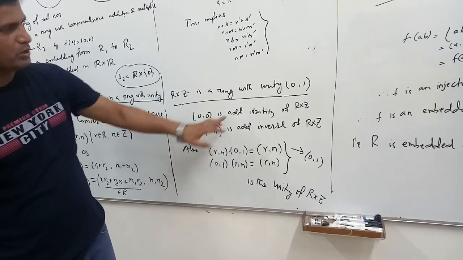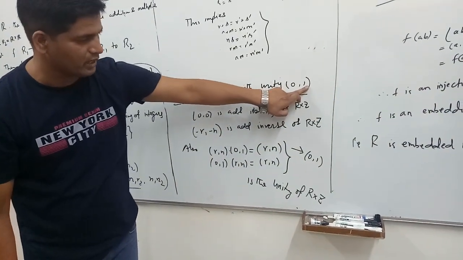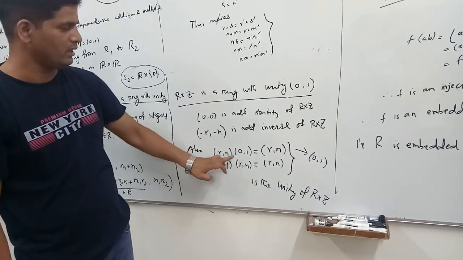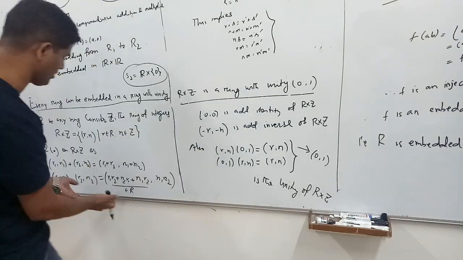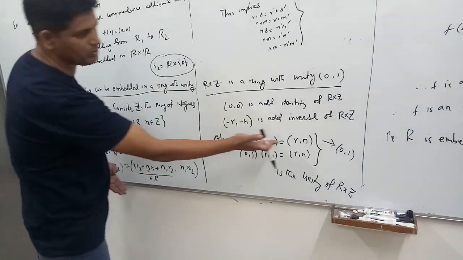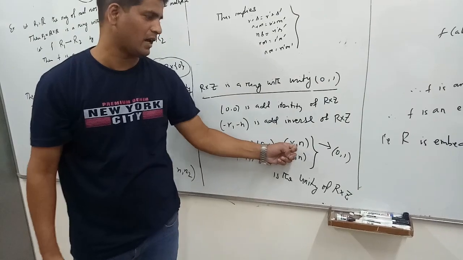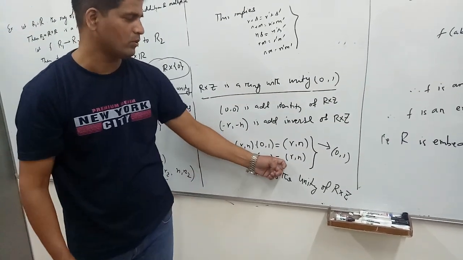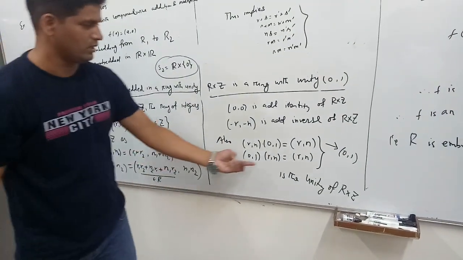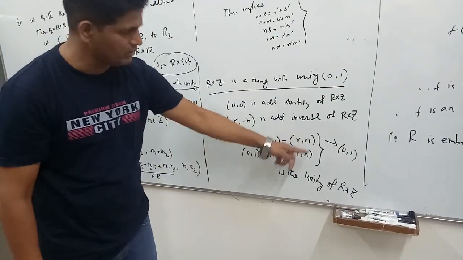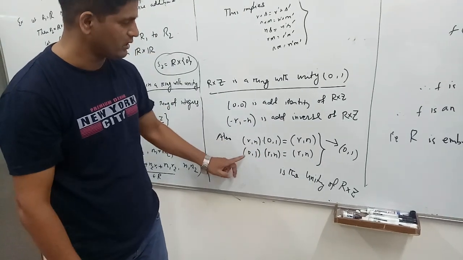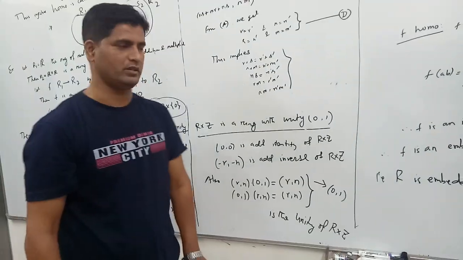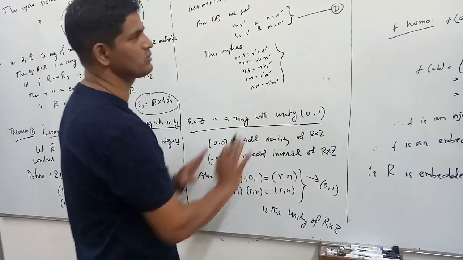Now we need to show that (0,1) is the unity of this ring R cross Z. For this we take any arbitrary element (R,n) and multiply by (0,1). By definition of the product, this outcome will again be (R,n). Now again, changing to (0,1) times (R,n), by this product it is also (R,n). So from these two relations we can say that (0,1) is the unity of this ring R cross Z. So this part is complete.